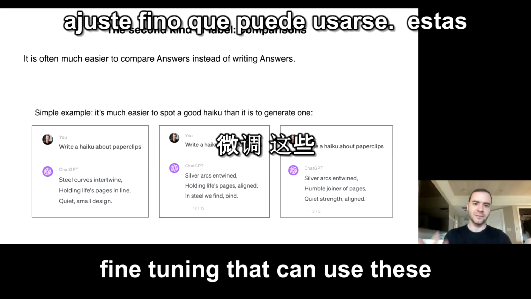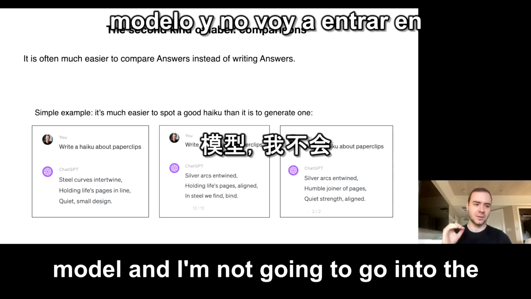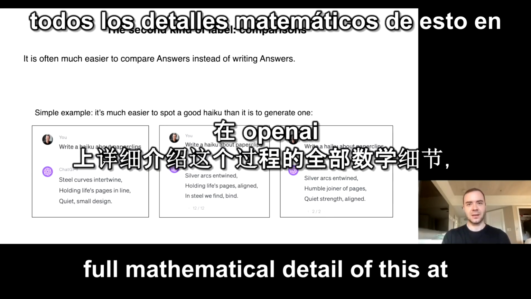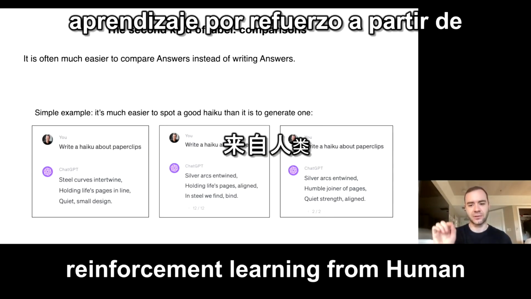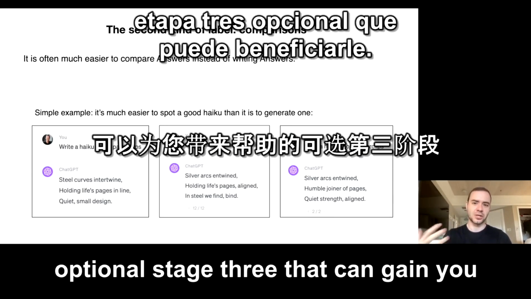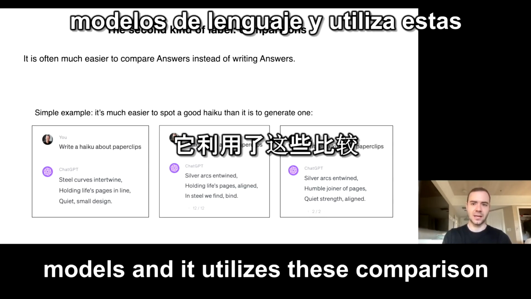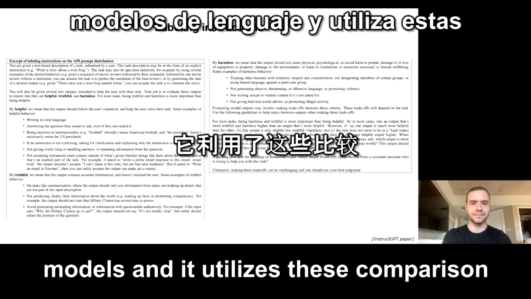And there's a stage 3 of fine-tuning that can use these comparisons to further fine-tune the model. And I'm not going to go into the full mathematical detail of this. At OpenAI, this process is called reinforcement learning from human feedback, or RLHF. And this is this optional stage 3 that can gain you additional performance in these language models, and it utilizes these comparison labels.